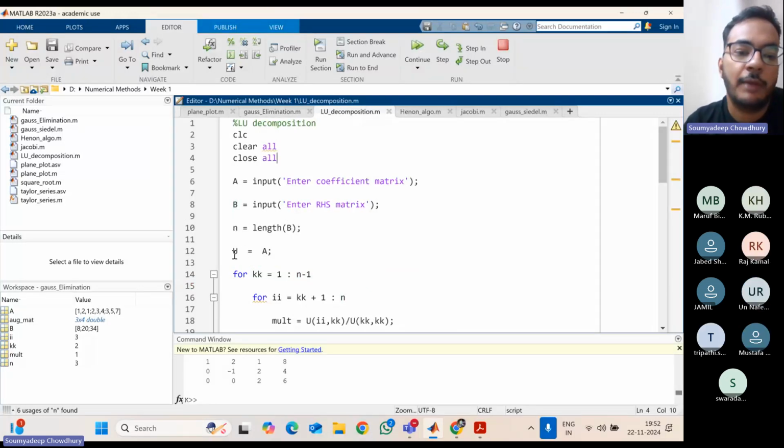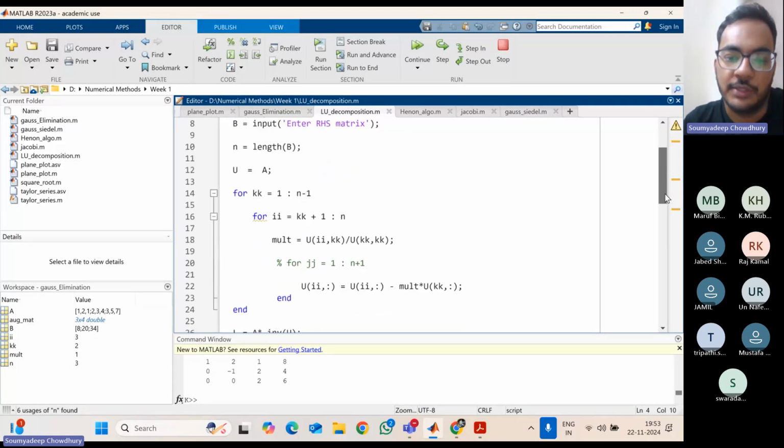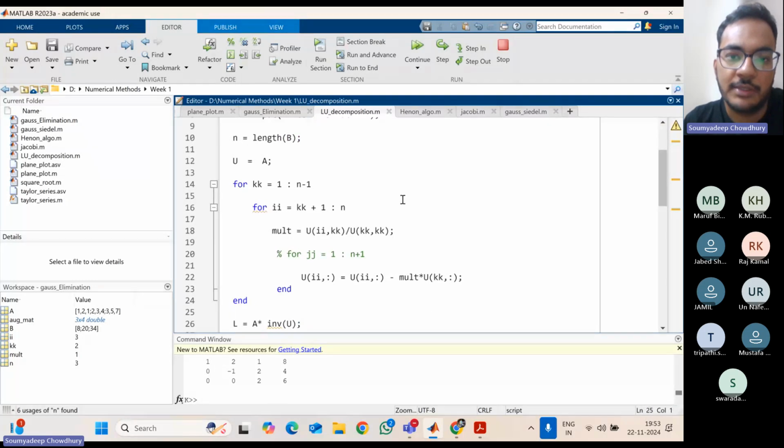So we have to convert A to an upper triangular matrix, which we will store in U. We assign the coefficient matrix to the U variable, because we will be performing all the operations on U only, not on A, since we want to retain the A matrix as it is. That's why we made a copy of A into the U matrix. Once this is done, we do the same process as we did in the previous method.